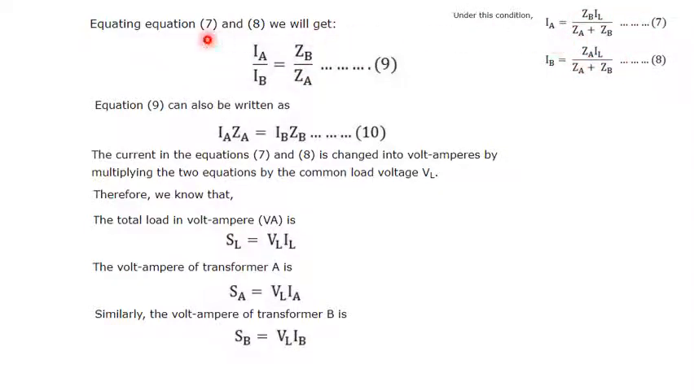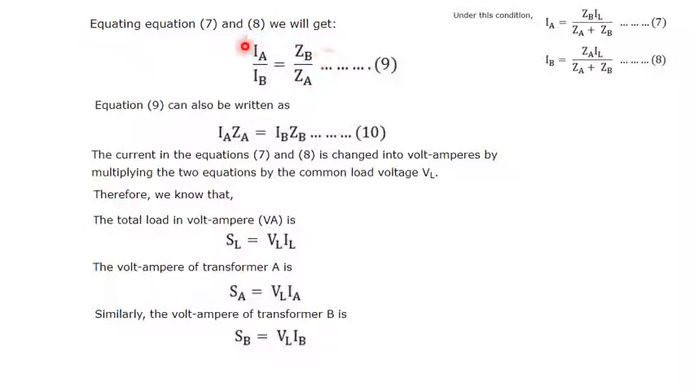Equating equation 7 and equation 8, we will get the ratio IA divided by IB. So divide equation 7 by equation number 8. That is IA divided by IB is equal to ZB divided by ZA. IL divided by ZA plus ZB is common to both, so they get cancelled. So this becomes IA divided by IB is equal to ZB divided by ZA.